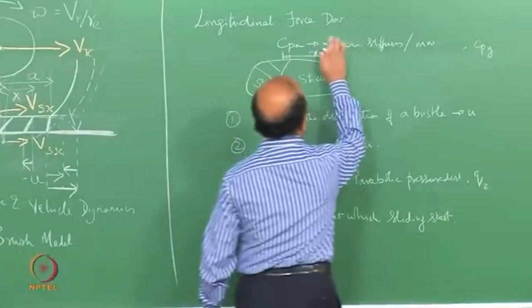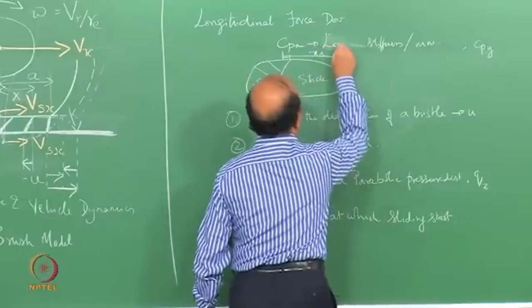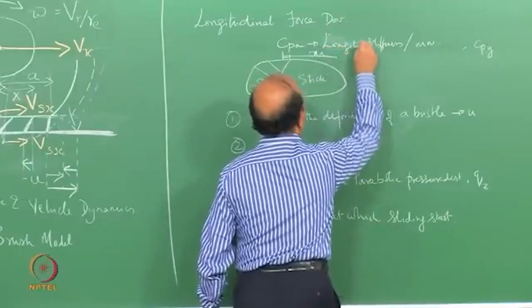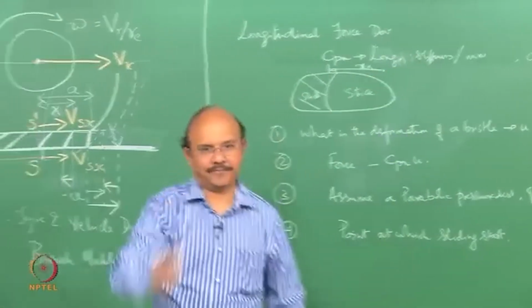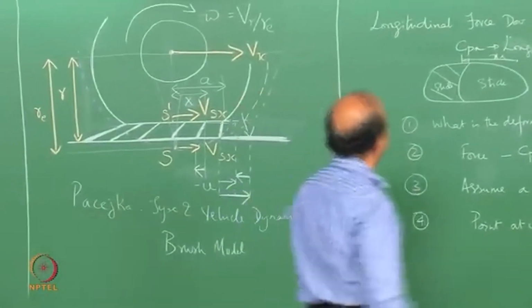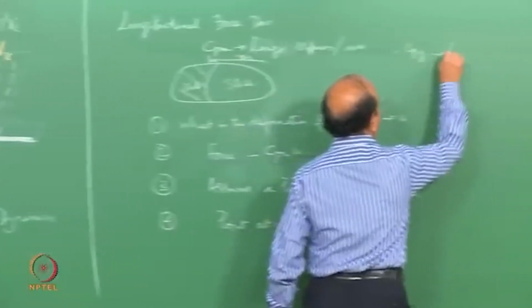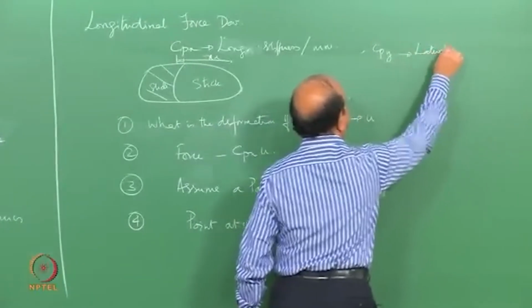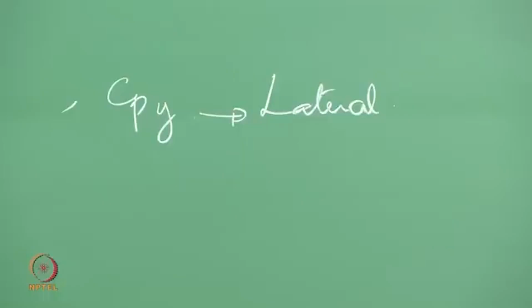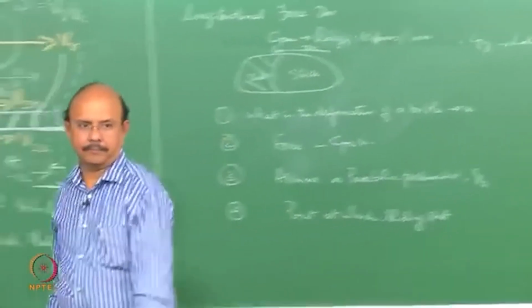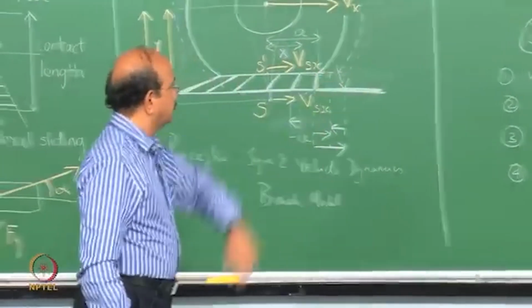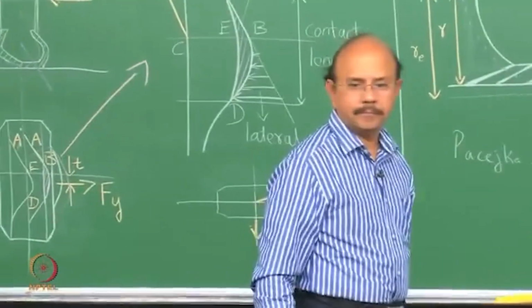Oh, sorry. Cpx is the longitudinal stiffness, right. So Cpy is the lateral stiffness. I didn't notice that, sorry. That is the lateral stiffness. Though usually it is assumed that Cpx is equal to Cpy, it is not so, there is a 50% difference between the two and so on, right. Good.